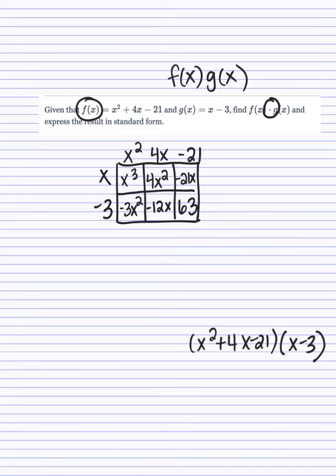We're going to make sure we combine our like terms. So we have x squared like terms, and we have negative 12x and negative 21x.